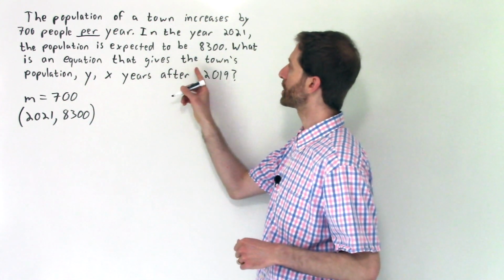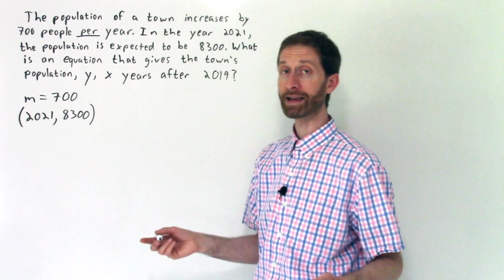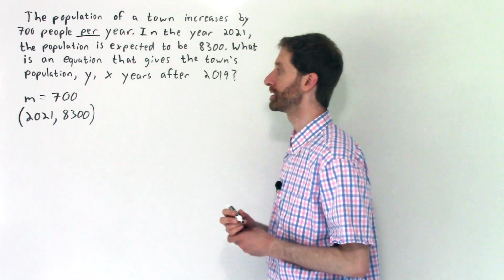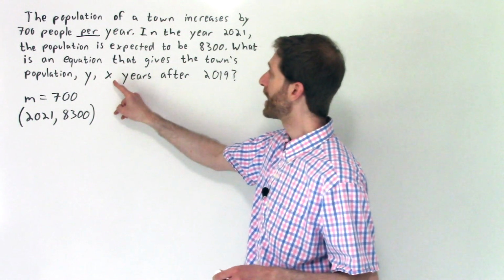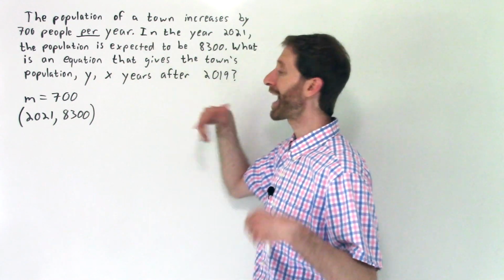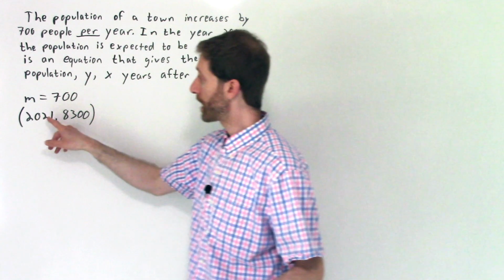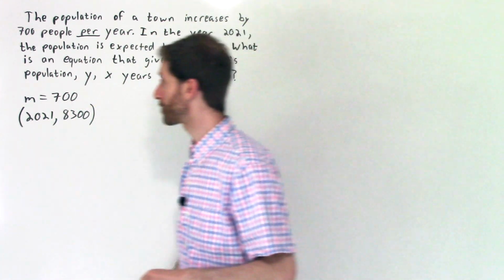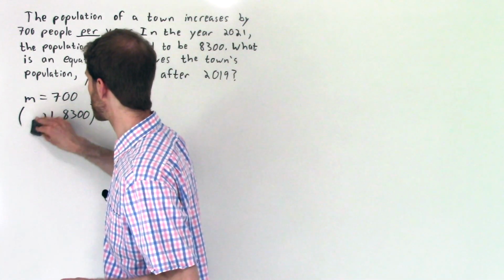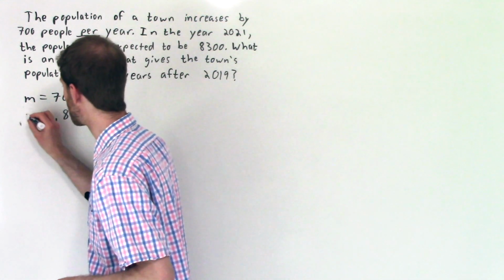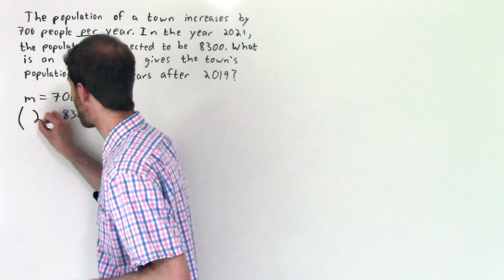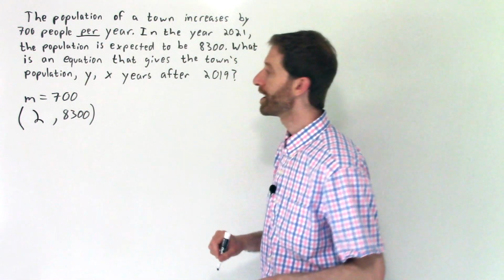What is an equation that gives the town's population y x years after 2019? All right, we're going to have to change that x value a little bit because we're told that x is the number of years after 2019, and 2021 is 2 years after 2019. So we'll erase the 2021, and we'll replace it with 2 because that's the number of years after 2019.